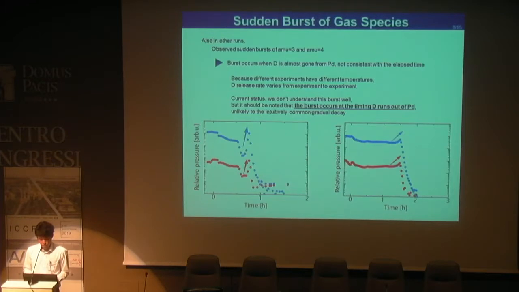A burst occurs when deuterium is almost gone from palladium, not consistent with the elapsed time. Because different experiments have different temperatures, deuterium release rate varies from experiment to experiment. Current status, we don't understand this burst well, but it should be noted that the burst occurs at the timing deuterium runs out of palladium, unlike the intuitively common gradual decay.